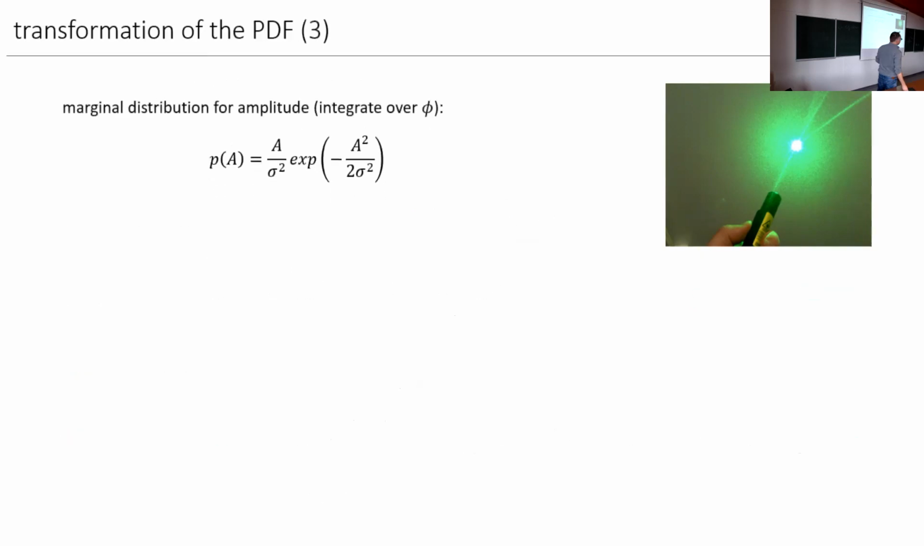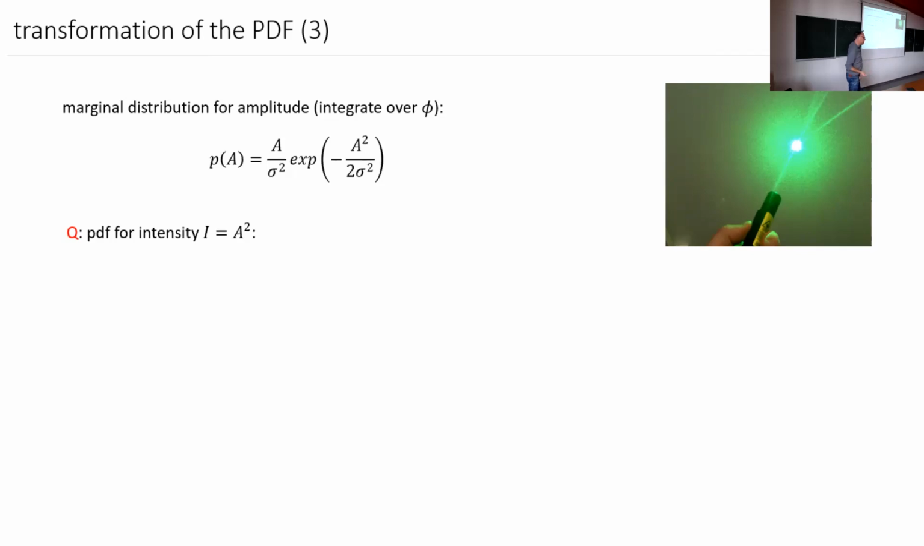The marginal probability distribution for phi would just be 1 over pi, I guess. Yeah, indeed, you would integrate the other variable. It must be normalized, and since it is uniform, it becomes 1 over 2 pi. But this was then the PDF for the amplitude of the speckle pattern.